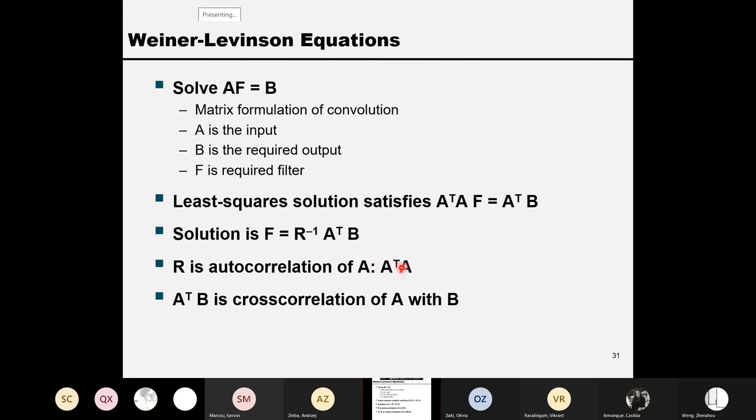R here is the modification of A transpose and A. Matrix A is the original seismic trace, but shifted by one sample every time, right? A transpose multiplied by A is the autocorrelation in the time domain of your original seismic trace. B pre-multiplied by A transpose is a cross correlation. Autocorrelation means you find the similarity of the signal with itself. Cross correlation tries to find the similarity between the original data and your desired output. Does that make sense? You find the similarities between your seismic trace and the desired output trace.